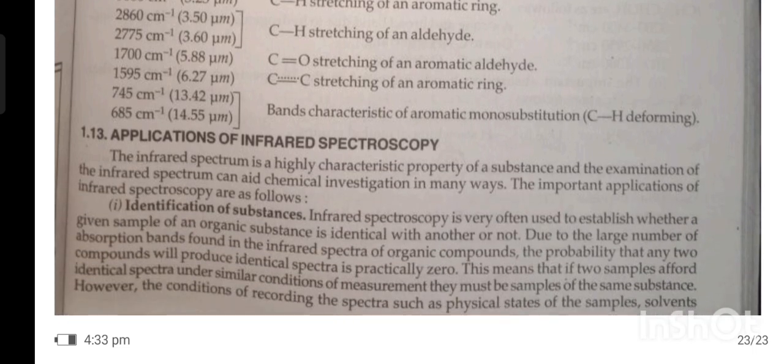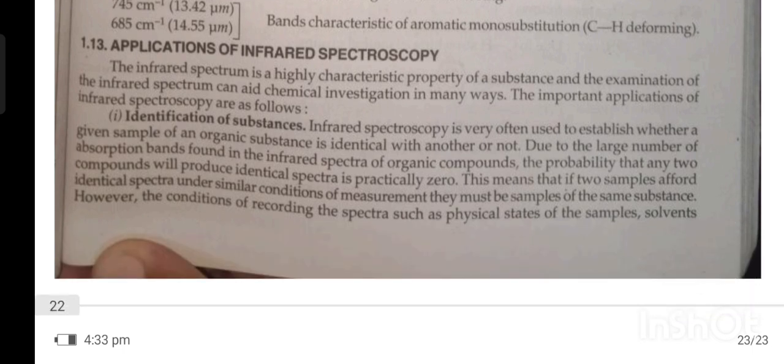Application of IR spectroscopy. The infrared spectrum is a highly characteristic property of a substance, and the examination of infrared spectra can aid chemical investigation in many ways. The important applications of infrared spectra are as follows. First, the identification of substance.